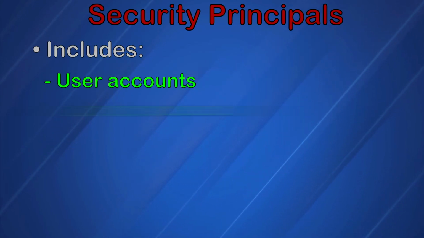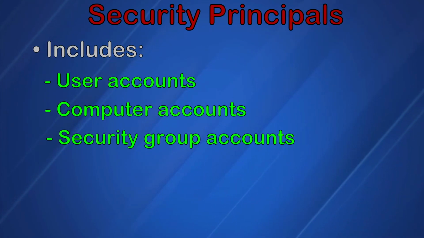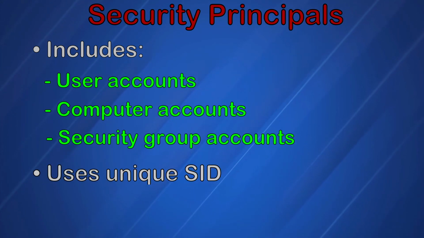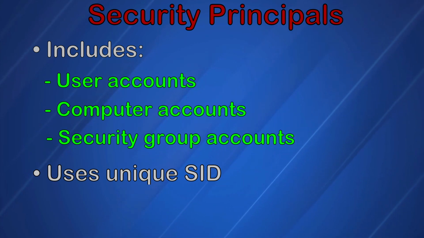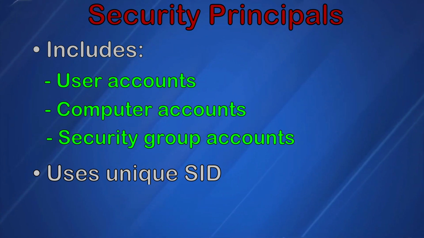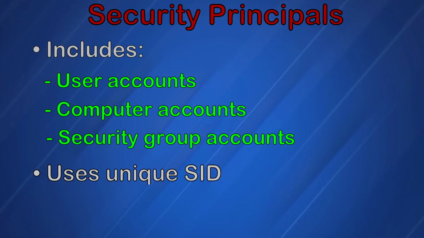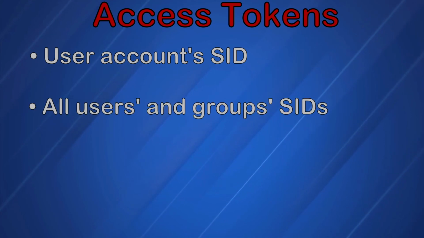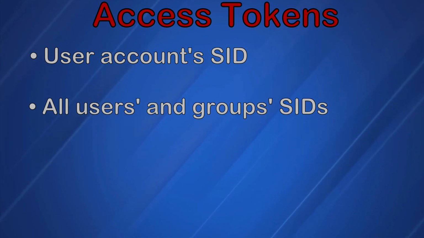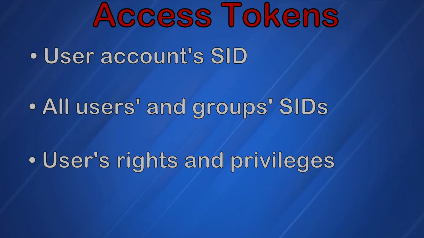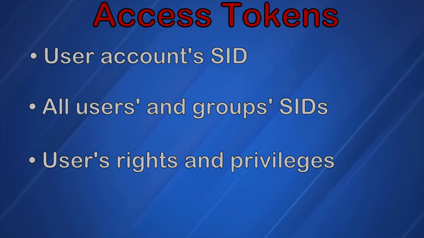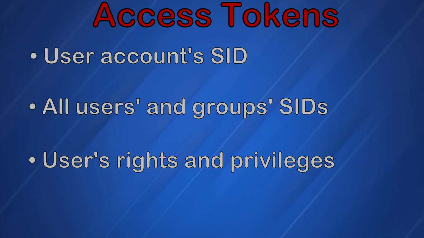Security principals include user accounts, computer accounts, and security group accounts. Each security principal has a unique security ID called a SID. The system keeps track of all SIDs so that when a user logs onto a Microsoft system, the system creates an access token for him or her. The access token includes the user account SID, the SIDs of all security groups the user belongs to, and a list of the user's rights or privileges. User rights are rights that specific users have on the system. These are also known as privileges, and they're defined by the local security policy or through the Microsoft group policy.